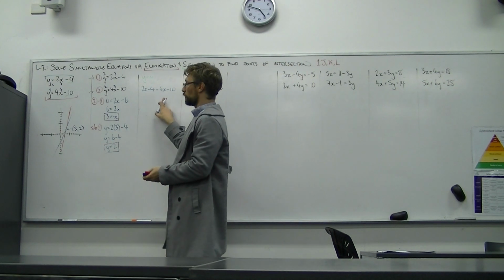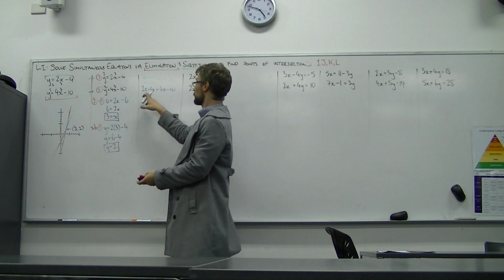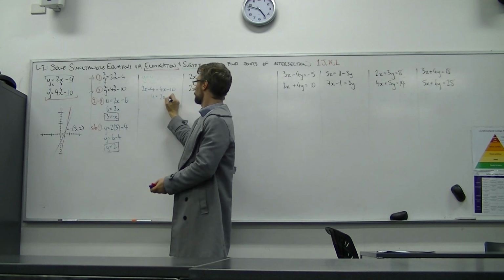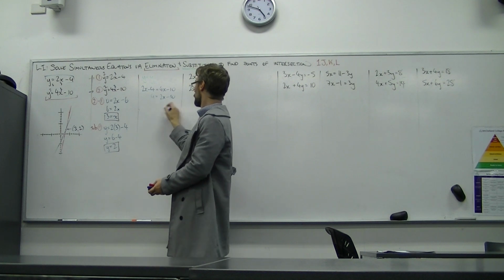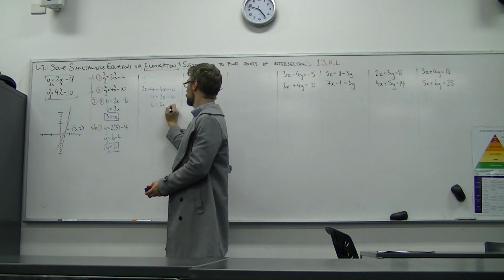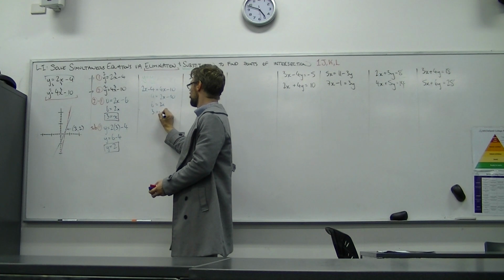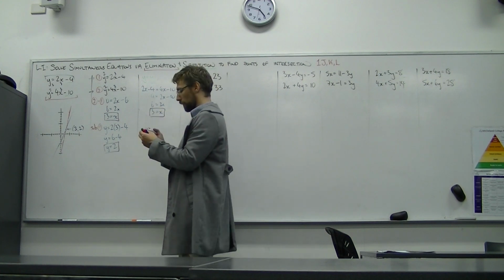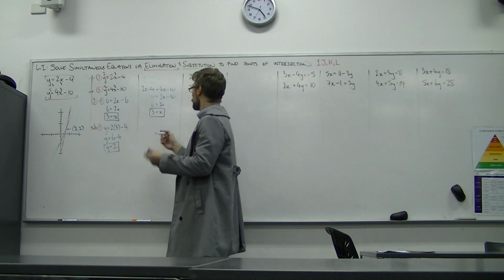Alright, I've got x's on both sides. We know how to do that from before. Just kill off one of the x's, or minus 2x from both sides. Cool. Add 10 to both sides. Cool, divide by 2. Brilliant. One down. And from here, cool, we've got x.